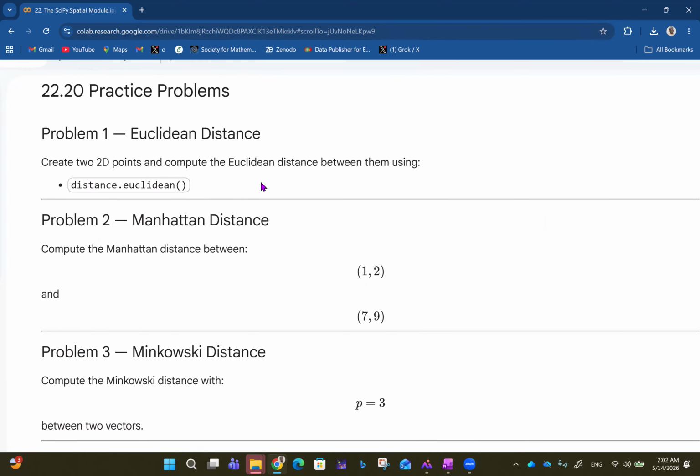Create 2D points and compute the Euclidean distance between them using distance.euclidean. That's the kind of thing we've done before. For Manhattan distance, compute the Manhattan distance between 1, 2, and 7, 9. Of course, that'll be 7 minus 1, that's 6. 9 minus 2, that's 7. So 6 plus 7 is 13. That's the Manhattan distance. Then Minkowski distance, compute the Minkowski distance with p equals 3 between two vectors. So you pick any two vectors and do that.